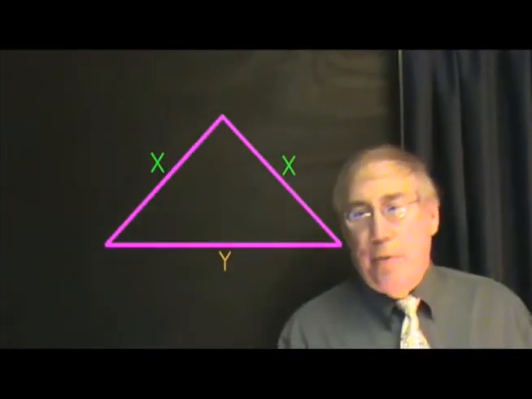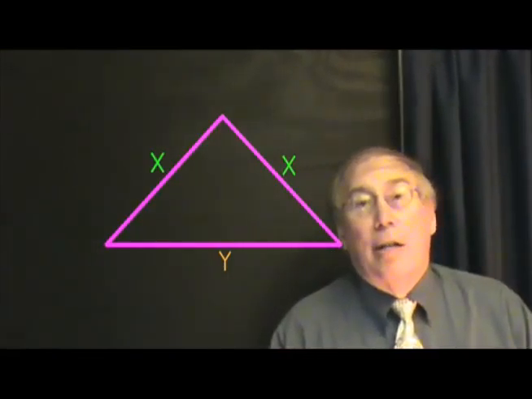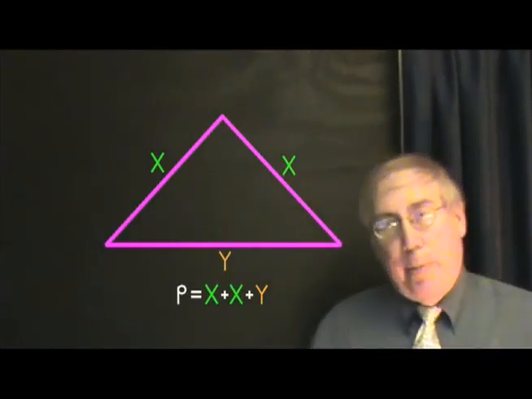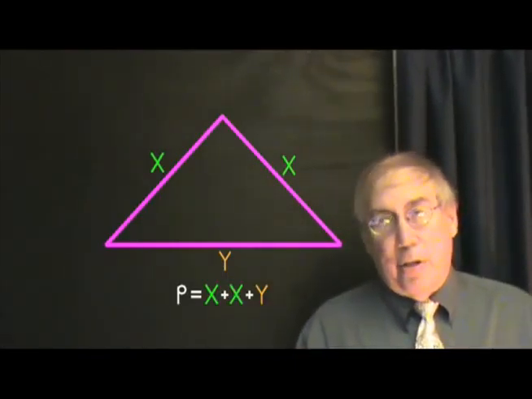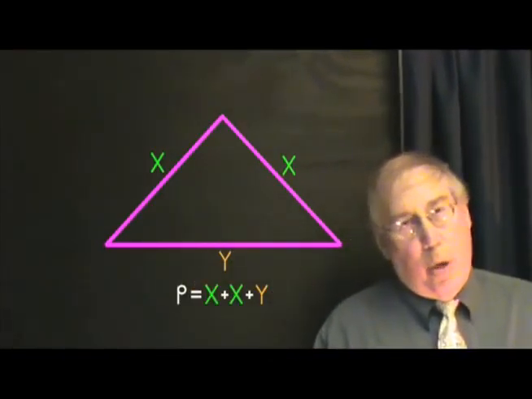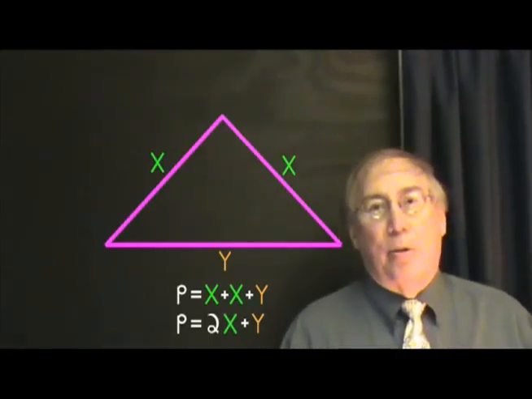Now, here's a different triangle where we have two sides that are equal. This is called an isosceles triangle. So, to get the perimeter or the distance around this triangle, we add the two x's together plus the y, or we could say P equals 2x plus y.